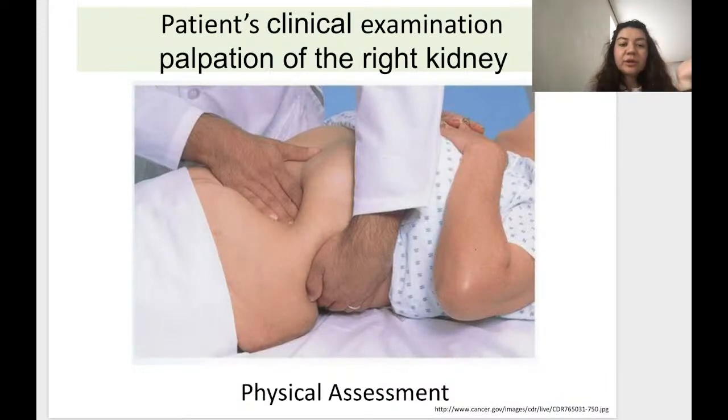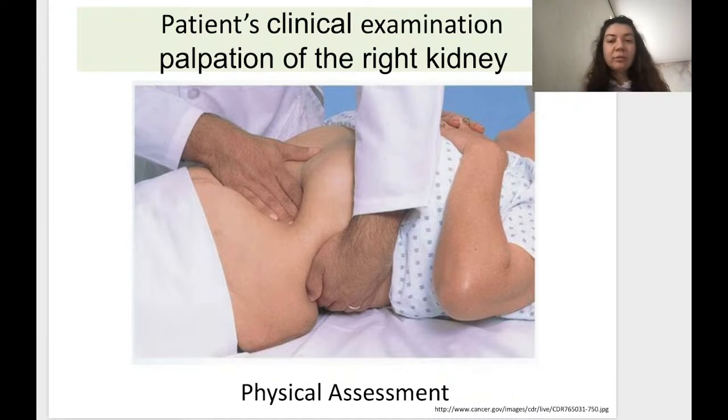And methodic of palpation of kidneys. Not in all patients is it possible to palpate the kidney. In an obese patient, in a hypersthenic patient, in a patient with ascites or significant generalized edema, it is difficult to find the kidney. But in most patients you can palpate the kidney.